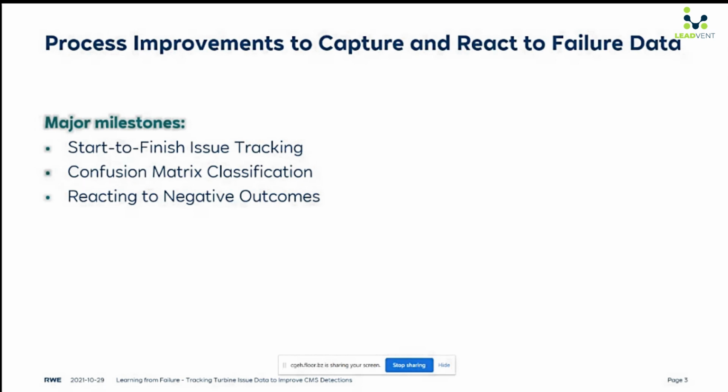So the highlights of these process improvements are, one, CMS analysts have started doing start-to-finish tracking of turbine failures. Second is a confusion matrix classification, which is assigning an outcome to each detection for each of those failures. And finally, I'll discuss the process we put together for reacting to negative outcomes from the confusion matrix as a mechanism for continuous feedback and improvement.